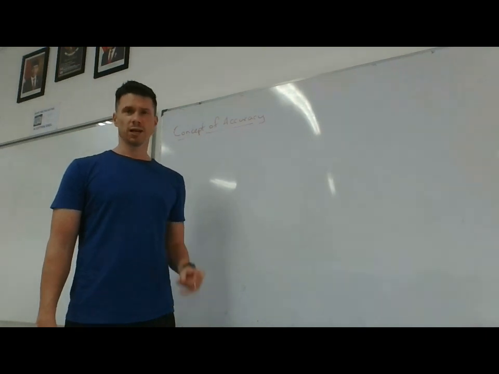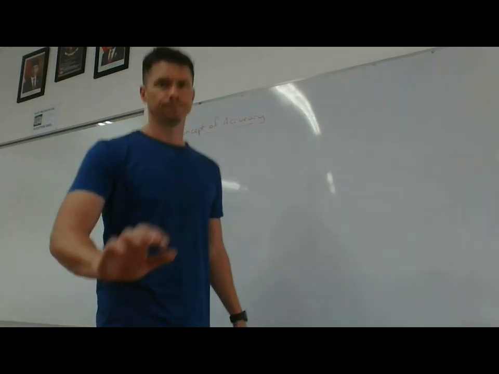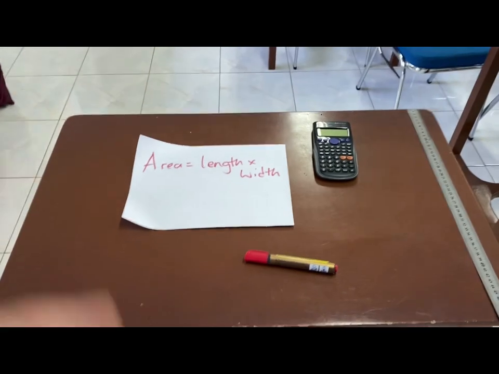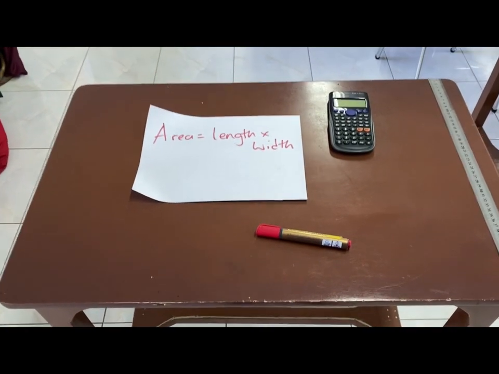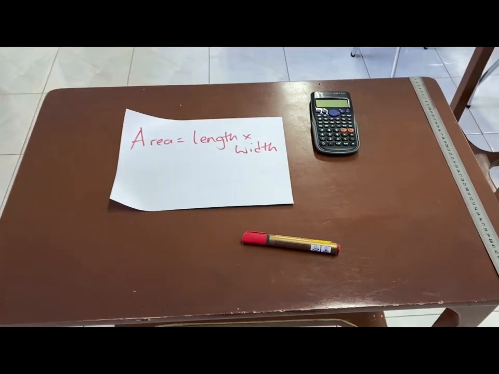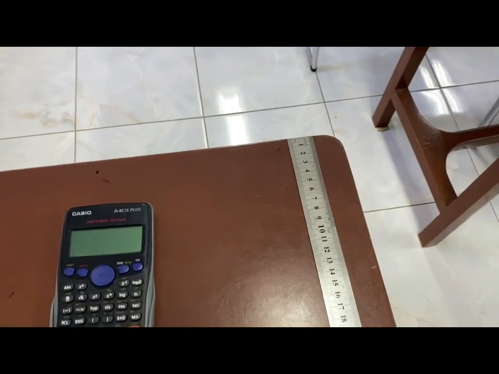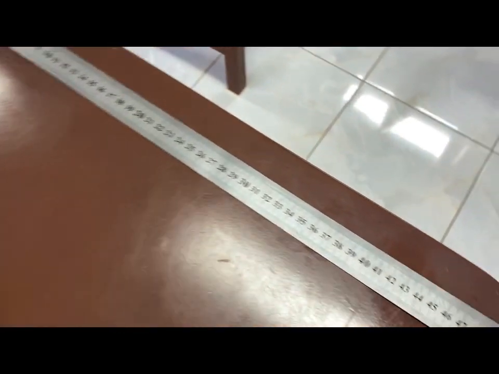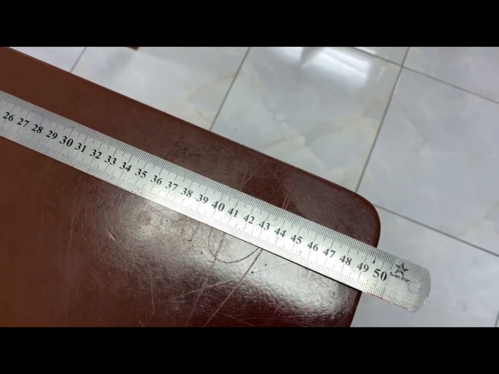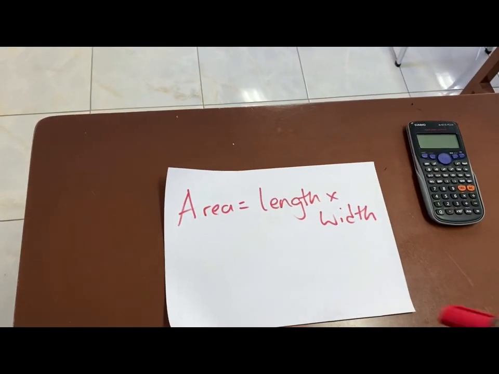Okay, so let's apply that to a different model. Here we are, and this is one of our desks in the classroom. I'm going to get the area of it. Okay, so let's use my ruler. You see here, I've started it at 0, and then it finishes at 49.5. So that is the length.